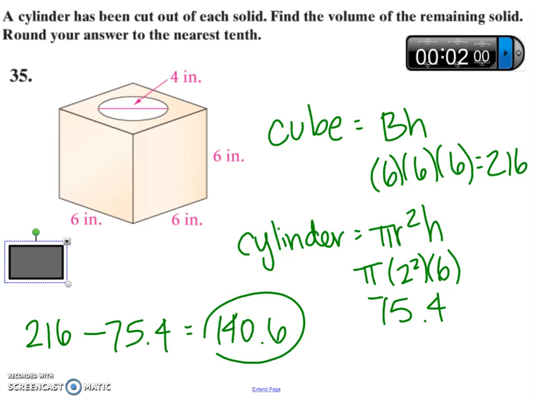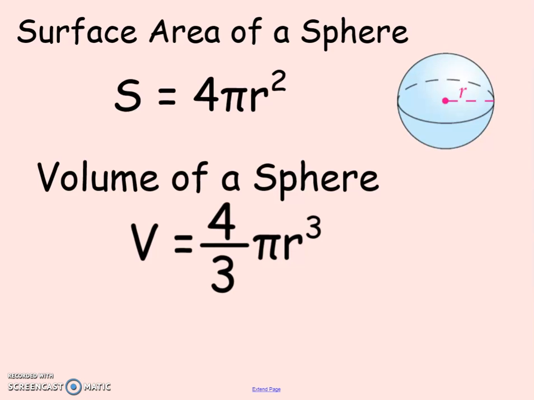Okay, so we found the volume of the cube. It's 216. The volume of the cylinder, which is pi r squared h, is pi times 2 squared times 6, which is 75.4. Subtract that, and you get 140.6. On the back, oh, we're still on the back.